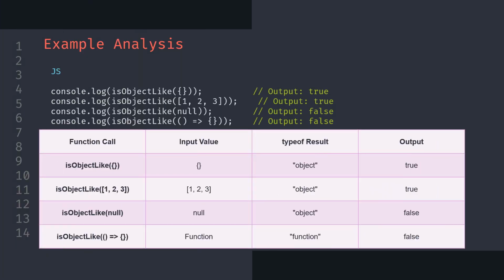This function correctly identifies objects and arrays as object-like while excluding null and functions. The typeof check ensures that only objects remain after filtering out non-object values.